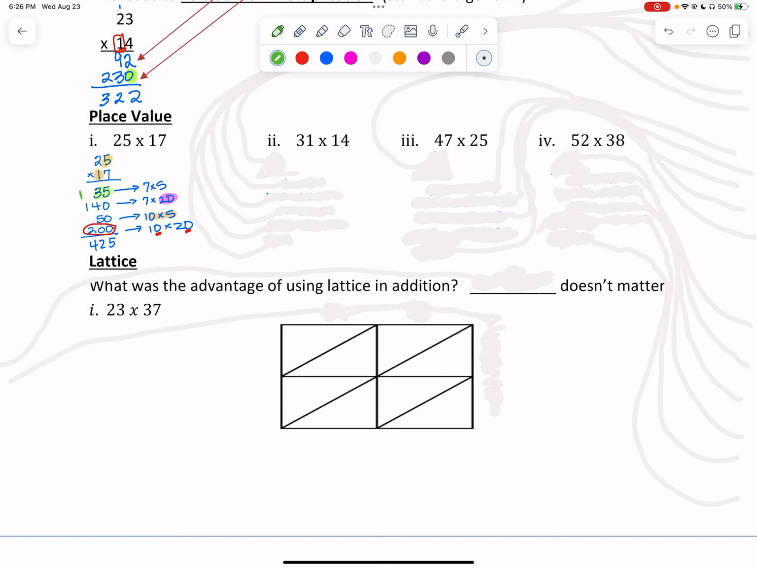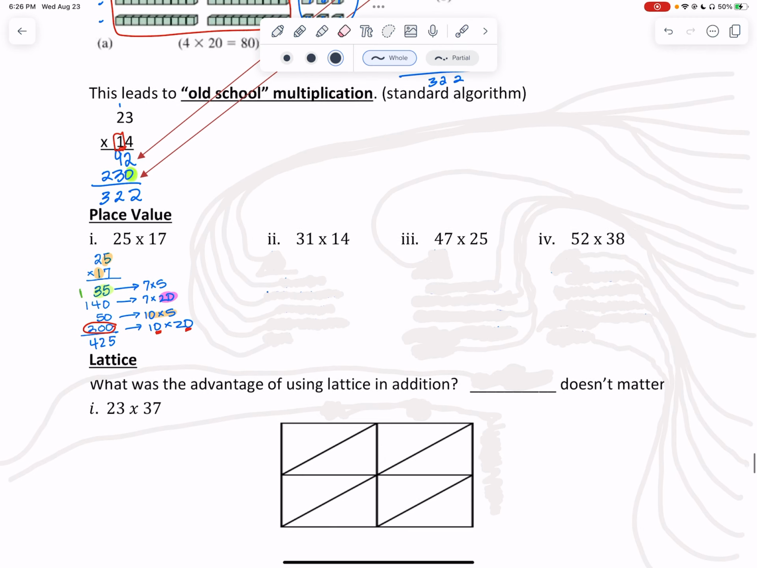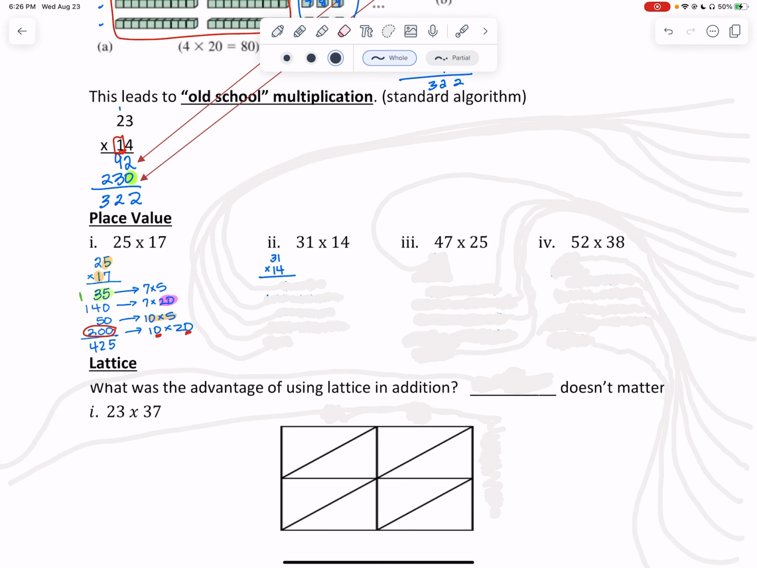Let's do another one. The next one is 31 times 14. The first one I'm going to do, I'm going to multiply 4. So 4 times my 1. That just gives me 4. Then the next one is 4 times 30. Not 4 times 3, but 4 times 30. So you should get 120, not just 12, but 120. So I'm done with my 4s, so I can check it off.